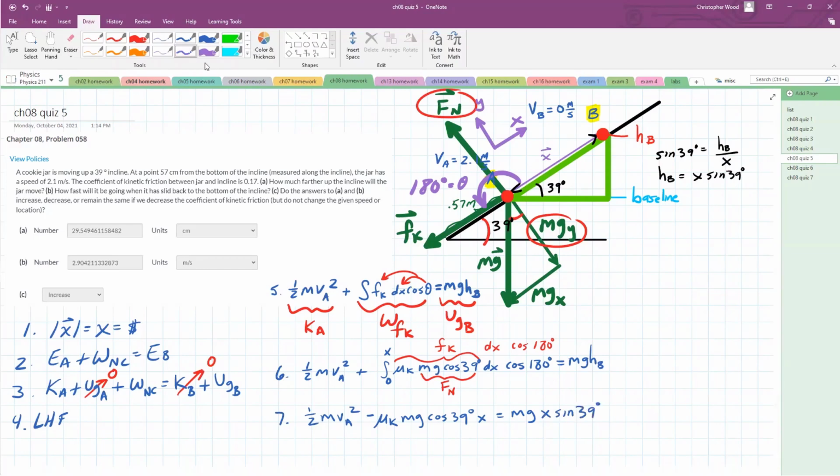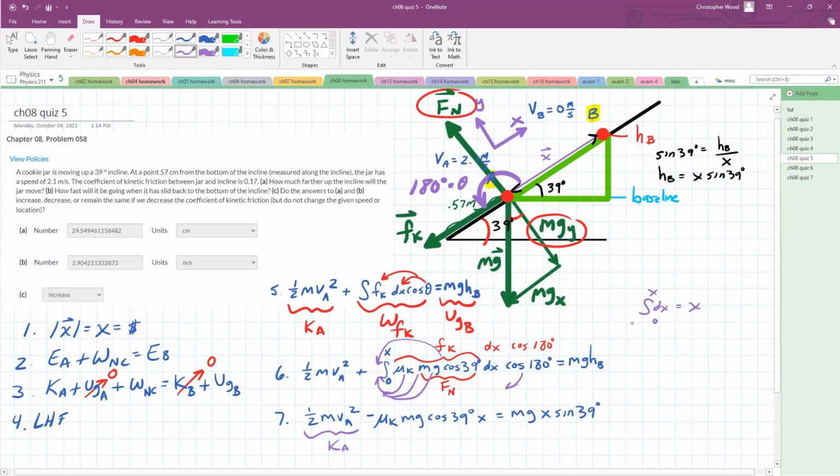I got a sanity check. This is my kinetic energy at A. Yes. Mu sub k comes to the left of the integrand. So does m. So does g. So does cosine of 39. All of that comes out of the integrand, and so does cosine of 180. So the question is, what's the integral of dx from 0 to some x value? And I'm just going to call that x. Okay, I probably should call it dr, but anyway, I think this is good. Mu sub k mg cos 39. All right. Solve for x.